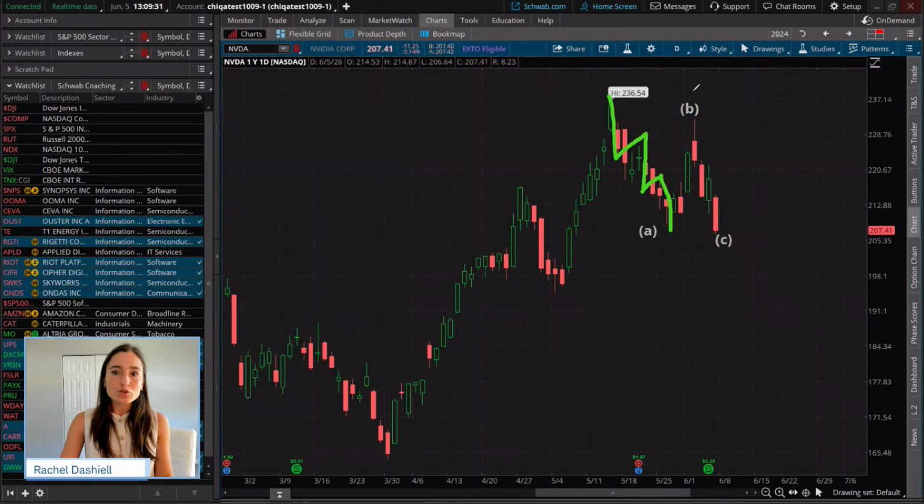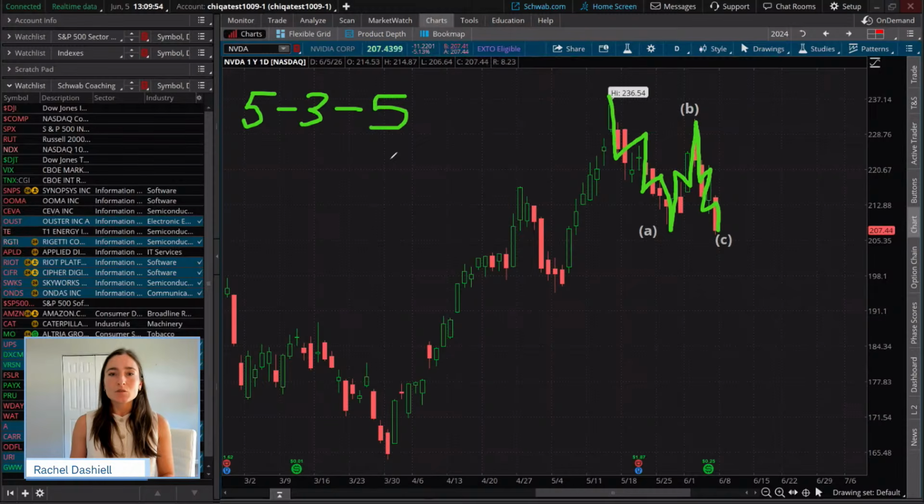Now, wave 2, that wave B, is going to be a 3. So it's going to be a 1, 2, 3. And then the last wave is going to be a 5 again. So 1, 2, 3, 4, 5. So essentially zigzags are a 5, 3, 5 method. And we know that they're a 5-3-5 method because we know that the waves that have 5 waves, those are those motive or impulse waves.